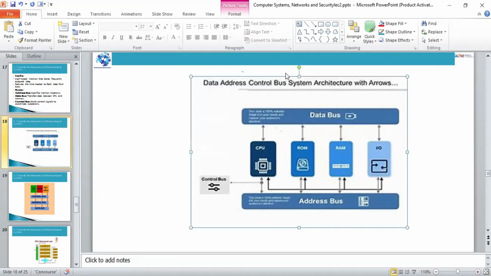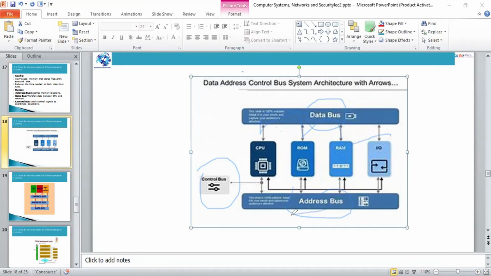So this is the architecture of the buses. See, first we have the data bus, the address bus, and the control bus. What is the purpose of the data bus? The data bus will carry the data between different components. It will carry the data from the CPU to ROM to RAM, and so on.